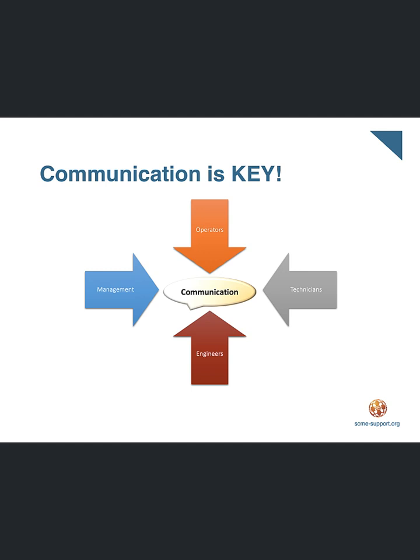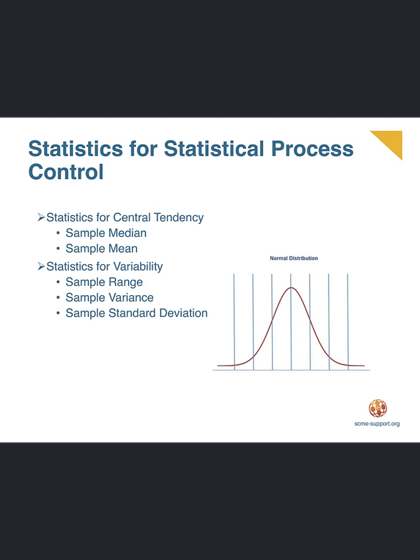Therefore, any process change must be communicated and agreed upon. Okay, now we understand common cause and special cause variation, and how it is important to monitor and control both types of variation. How do we do this? In order to understand the basics of SPC, there are several statistical concepts you should be familiar with.